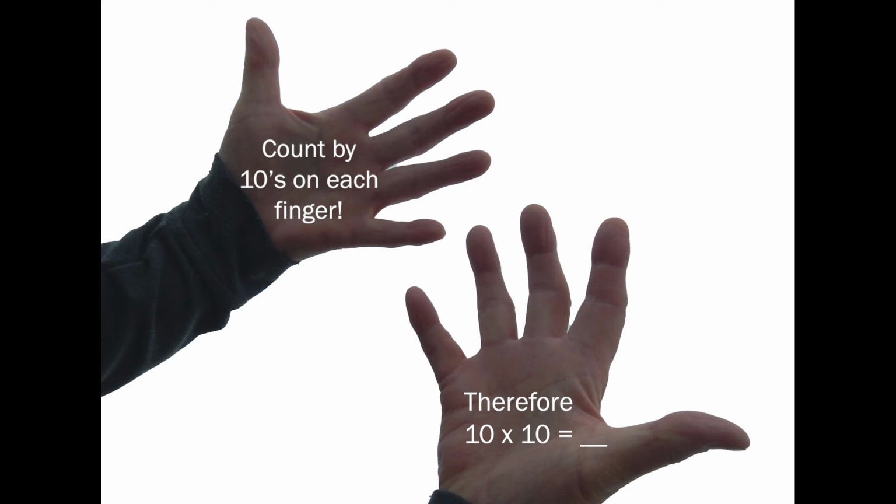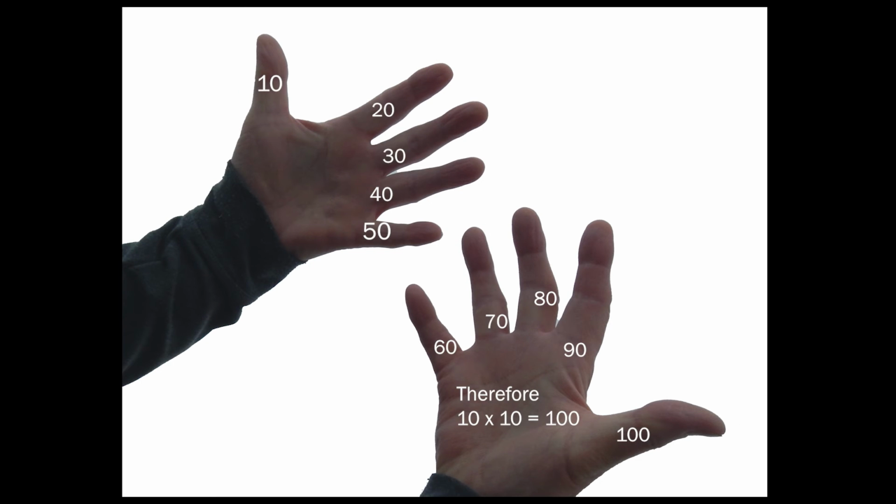Therefore, 10 times 10 equals... Check your work. Count by tens. 10, 20, 30, 40, 50, 60, 70, 80, 90, 100. Therefore, 10 times 10 equals 100. You get it, right?